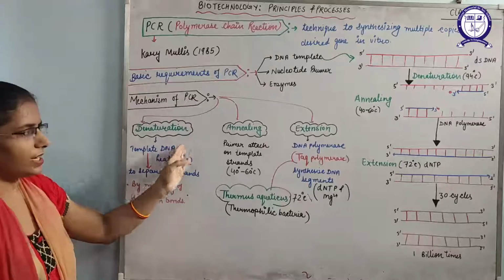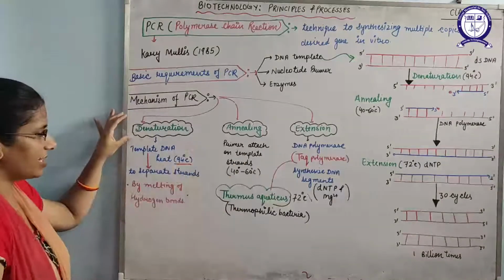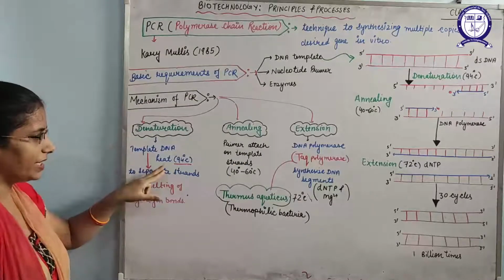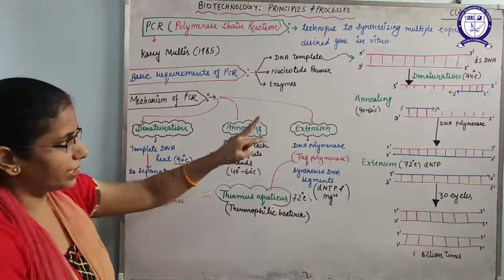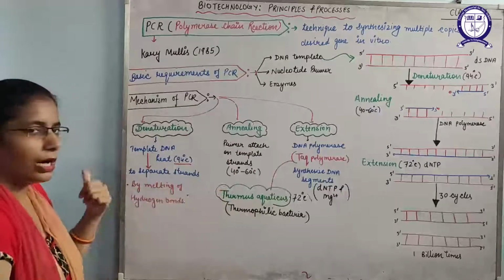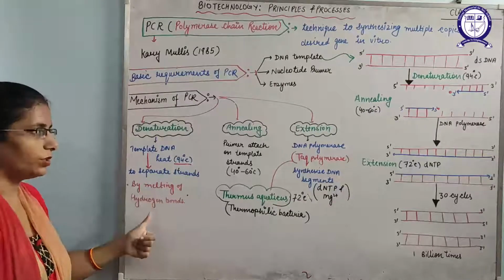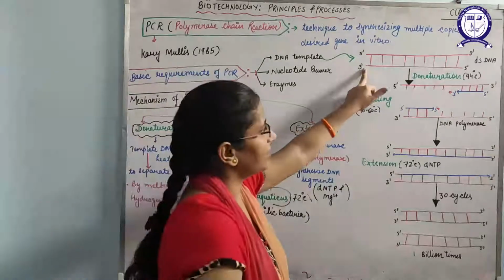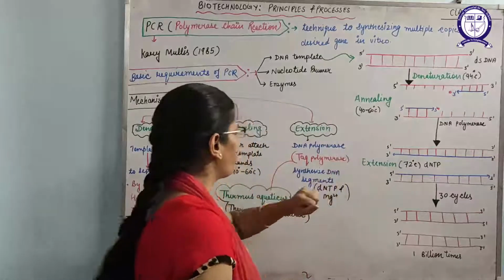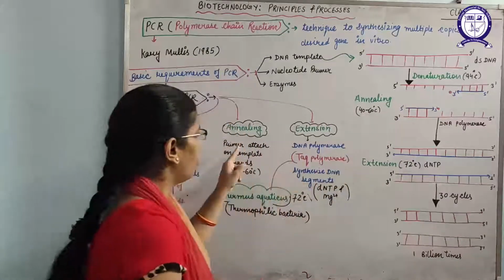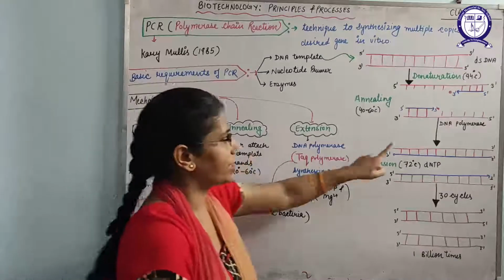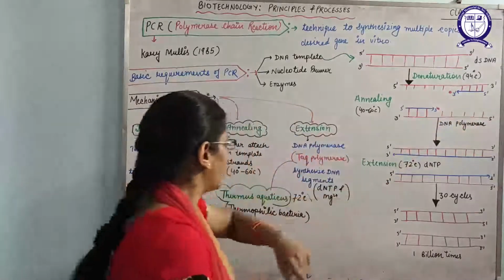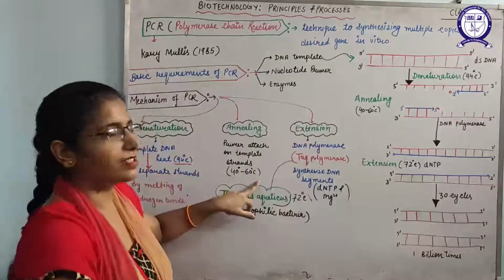So these are the three steps. First is denaturation, where template DNA is heated up at 94 degrees Celsius. Why? To separate the DNA strands. How will it happen? By melting of the hydrogen bonds, these strands will separate like this. After that, annealing is there, where primers, oligonucleotide primers, will attach on the template strands that you can see here, also at 40 to 60 degrees Celsius.